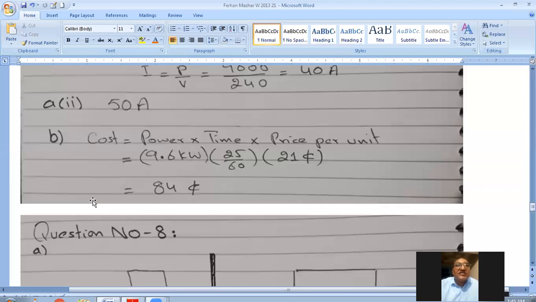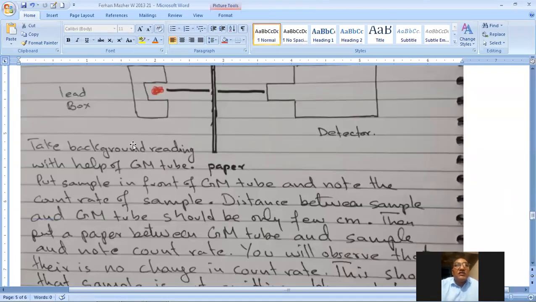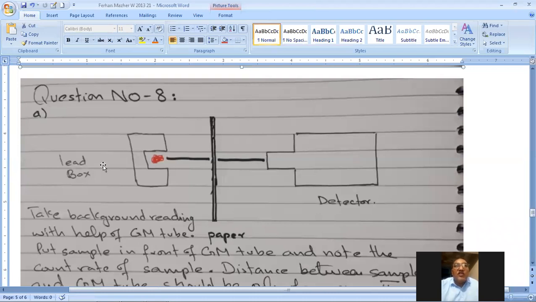I've written this answer. Let me show you. So this is how you will draw a diagram. This is a lead box, and in this lead box I put a sample. A few centimeters away, I put a GM tube. It's a detector. First of all, you will take the reading of the sample and note it down, and then you put a paper between the sample and the GM tube, and you will observe that there is no significant change in the reading on the GM tube. This shows that no alpha particles are being emitted by this sample.